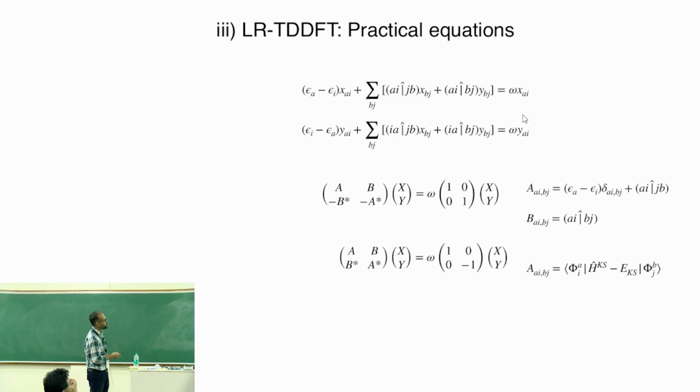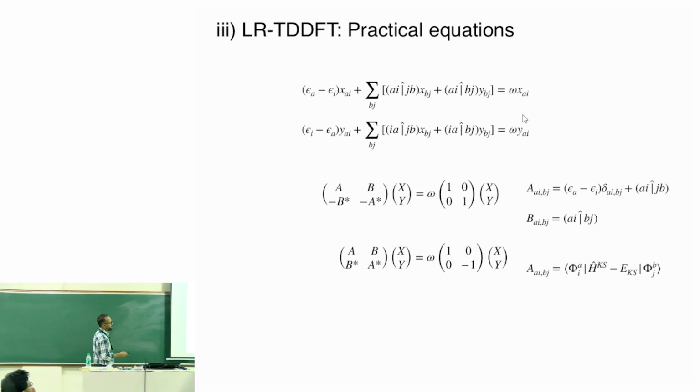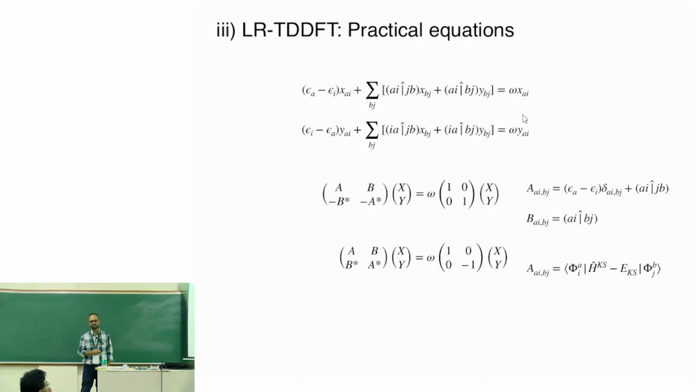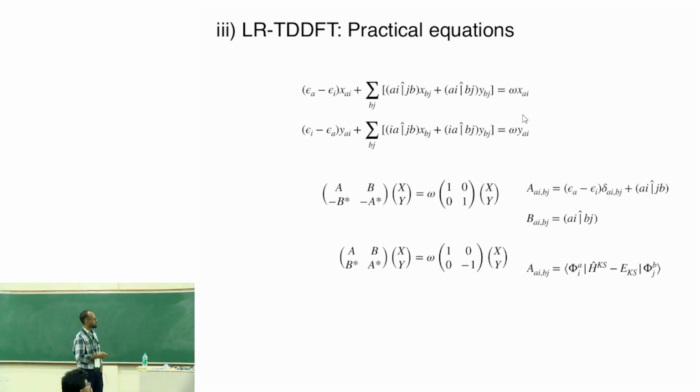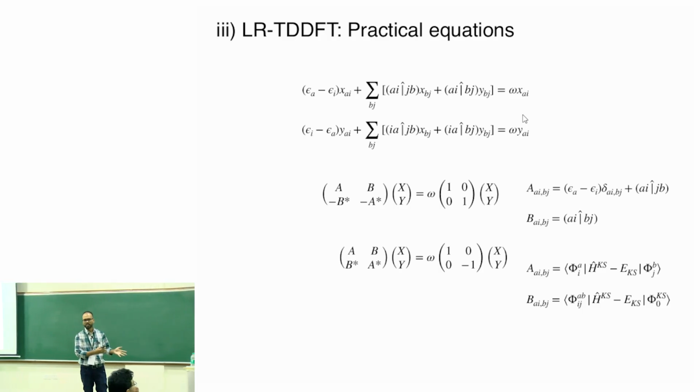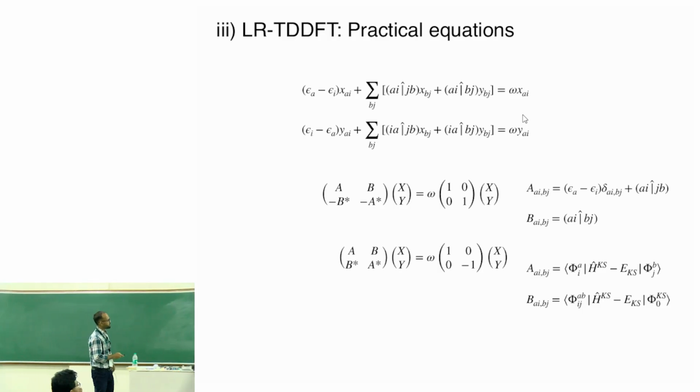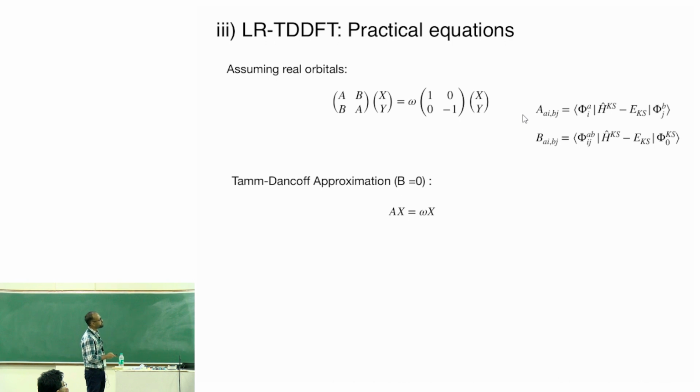And the other thing I want to point out is that this A matrix can be related to a matrix element of two singly excited Kohn-Sham determinants, okay? And the B matrix can be related to the matrix element between the ground state Kohn-Sham determinant and a doubly excited Kohn-Sham determinant. So you can say that the A matrix includes effects of single excitations and the B matrix includes effects of double excitations, okay? You can think of it like that.